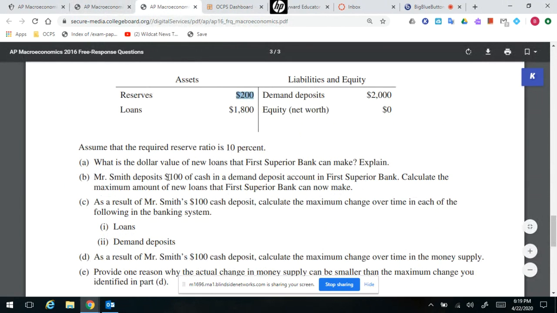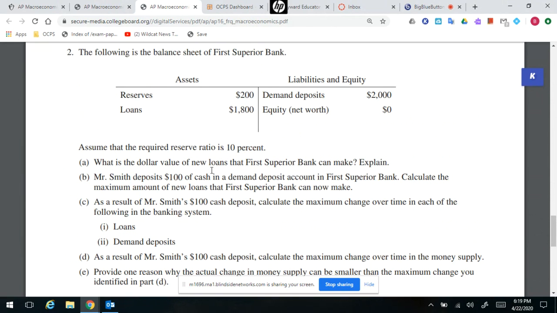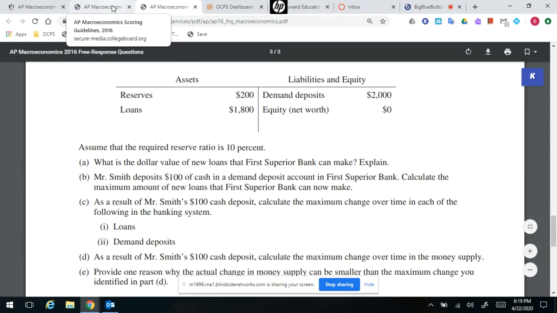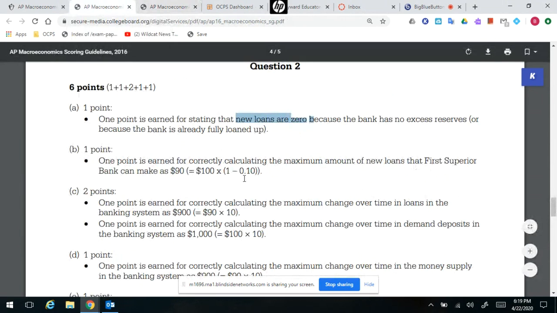It says Mr. Smith deposits $100 of cash in the demand deposit account. Okay, so we now have $100 jumping in there. Calculate the maximum amount of new loans that First Superior can now make. Okay, so if $100 gets deposited into the bank and the bank is required to hold on to 10%, that means the bank has to hold on to $10, which means the remaining $90 is excess. They can lend out all $90. So that excess reserve is going to be 90 there. So the bank can lend out $90, and that is because they have to hold on to just 10% or $10.